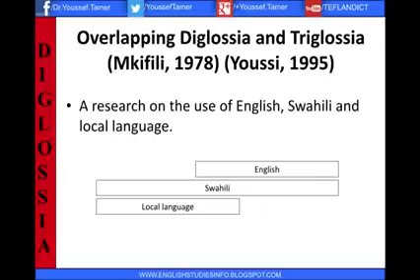For example, you have this guy, Kifili, 1978, and you have Mr. Yussi, he's a Moroccan sociolinguist. He was my supervisor for my PhD, by the way. You see, 1995. So, concerning Kifili, 1978, he talks about the use of English, Swahili, and local language. So, he says that there is English, Swahili, and local language. They function in a triglossic situation. Okay? But let's move on to the one applicable for Morocco.